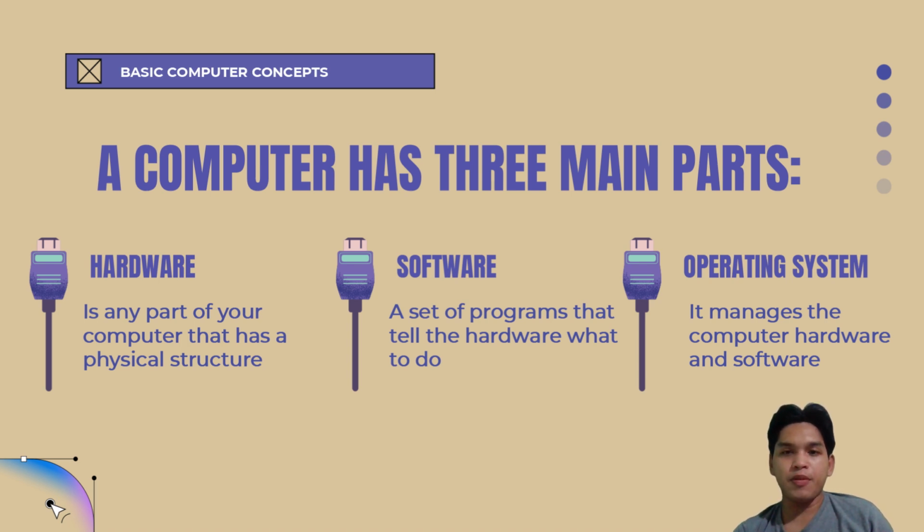Now, a computer is made up of three main parts: hardware, software, and the operating system. Let's start with the hardware. It is any part of your computer that has a physical structure. It refers to the physical parts of your computer, like your keyboard, monitor, or mouse. The software, on the other hand, is a set of programs that tells the hardware what to do. And lastly, the operating system. It manages or connects the computer hardware and software and makes sure that everything runs smoothly.